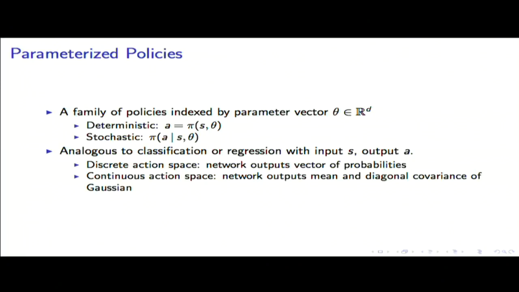Or you can just say that the covariance matrix is fixed over space, meaning it's independent of the state. Then you can just have a separate vector of parameters for this diagonal of the covariance. You'll see that in the homework assignment on policy gradients. You'll get to see more explicitly what kind of architectures work for continuous action spaces.